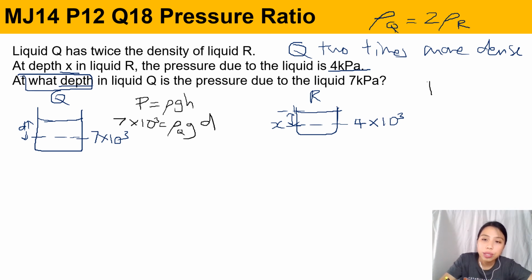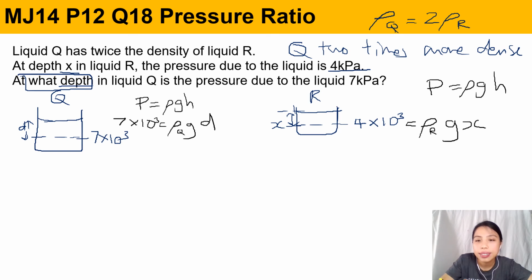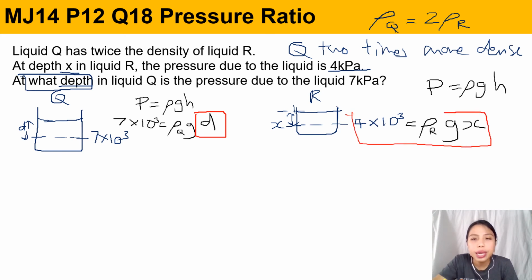For R, if we do the same thing, P is rho g h, we know that 4 times 10 to the 3 equals the density of R times the gravitational constant times X in this case. So what next? We're trying to find D. So you look on the left side, we're trying to find D here. Let me circle it. We're trying to find D, but we don't know density of Q. But we have another equation on the right side, and we can relate both by how their densities are related.